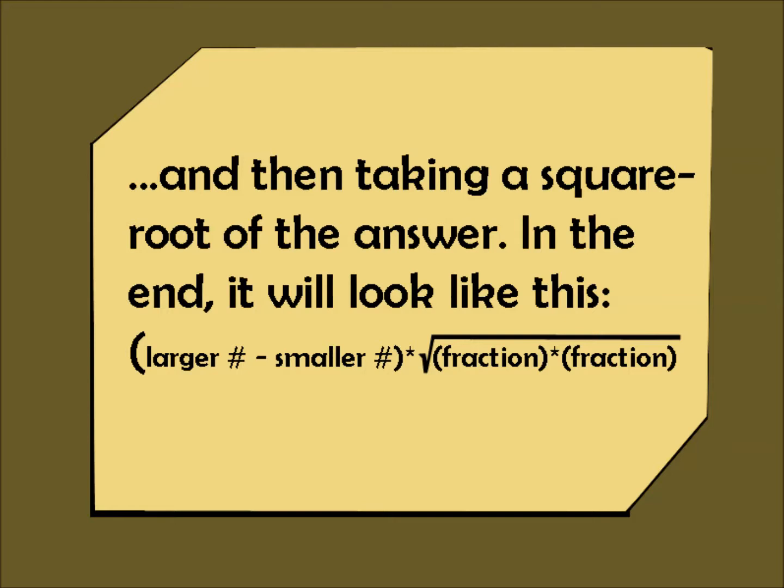In the end, the whole SD calculation will look like this. You'll take the larger number minus the smaller number, you'll figure out what that is, and then you'll multiply that by the square root of the two fractions multiplied together. You've got to do it in the right order, and you've got to do it a step at a time.